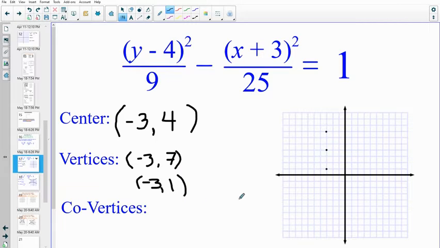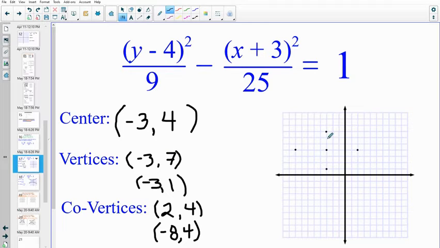And then to find the covertices, we look at the x term in this case. 25 is 5 squared, so my covertices are going to be 5 spaces to the right and 5 spaces to the left of my center. And so if I want those coordinates, let's see, it looks like the one on the right is 2 comma 4, over 2 up 4, and the one on the left is negative 8 comma 4. The x coordinate of the center has been either increased by 5 or decreased by 5 to find those.